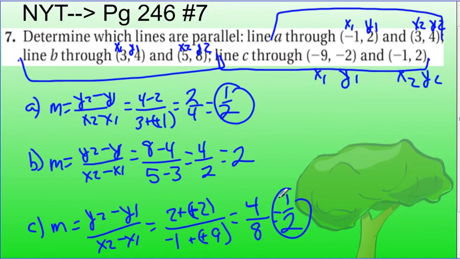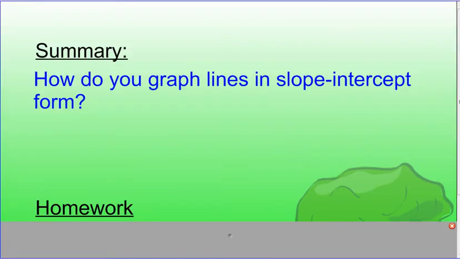So this was a lot of practice of finding slope, a major thing in algebra. In the summary box of your note sheet, could you answer this one question, please? It says, how do you graph lines in slope-intercept form? What things do you look at? How do you know where to put your points on the graph? How do you graph those lines? Go ahead and put down a couple of thoughts. When you're ready, hit play, and we'll go through it together.